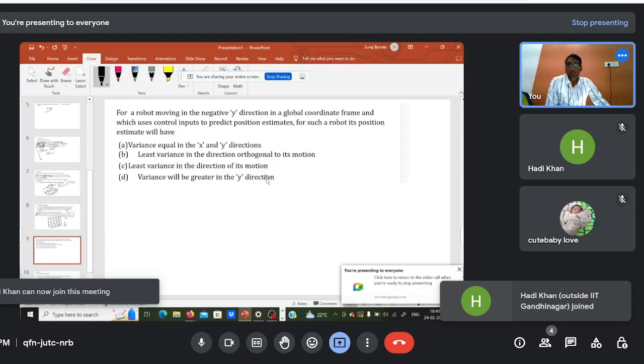So the motion is happening in the y direction, so the update will happen in the y direction, and that is why the uncertainty will decrease in the y direction. And what represents uncertainty is the variance, right? So the answer is that the robot has least variance in the direction of its motion. There will be maximum variance in the orthogonal direction because we don't have any data about it, right?